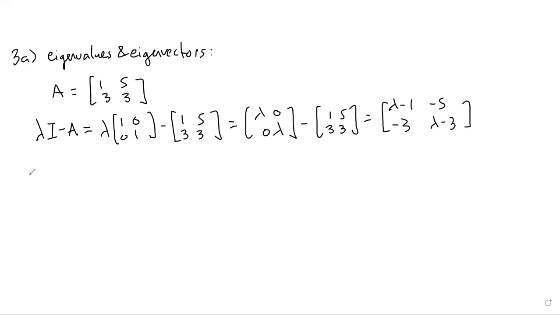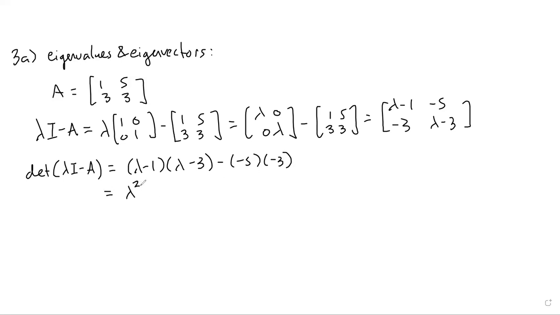And so to find the eigenvalues, we are going to take the determinant of this. It's 2x2, so it's just going to be top left times top right minus the other diagonal. So we're going to get lambda squared minus 4 lambda plus 3 minus 15. So lambda squared minus 4 lambda minus 12.